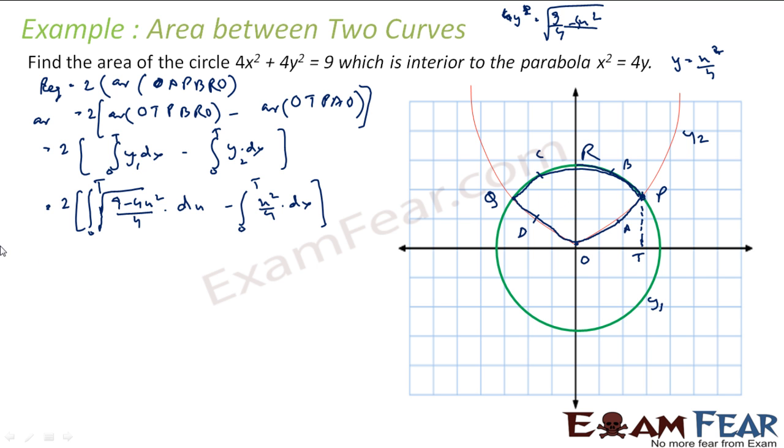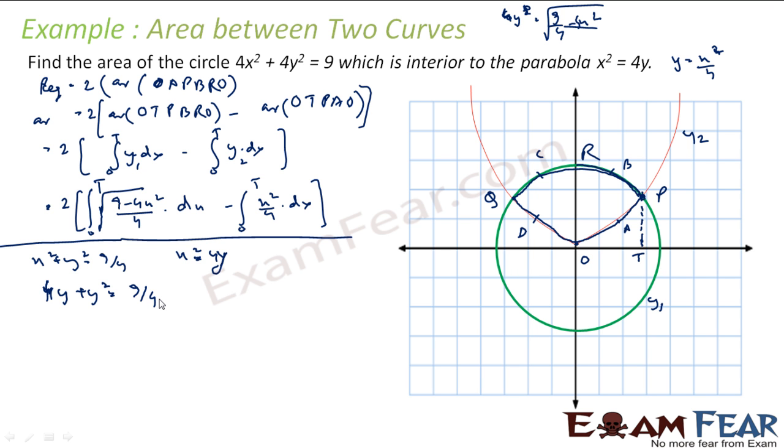The curves I have are, let's do this. x square plus y square is equal to 9 by 4, and x square is equal to 4y. Correct? So let's put x square is equal to 4y here. So this becomes 4y plus y square is equal to 9 by 4. Now with this I'll solve this.